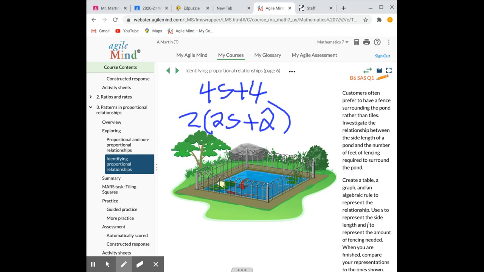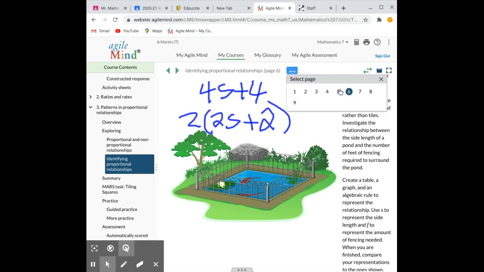All right. And so when would we need to create and use an algebraic rule? Why would we need that? Why did we need to use it earlier? Think back on page 5.